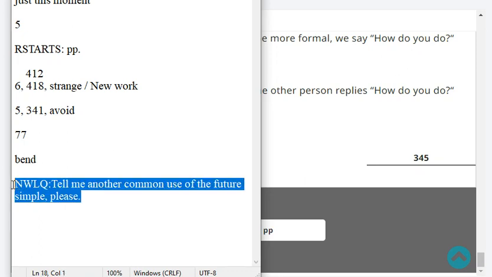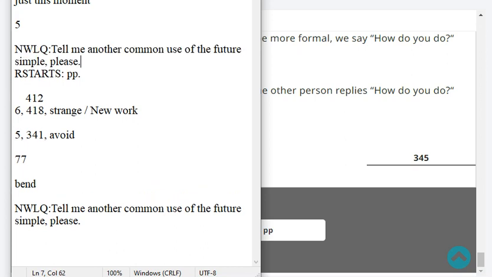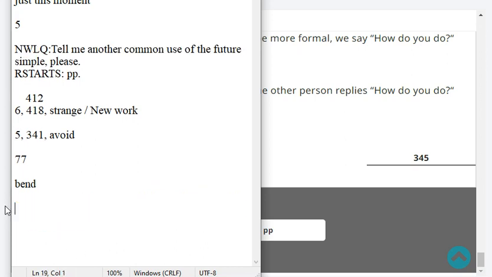Okay. Bend. Do you have to bend down if you want to touch your feet? No, I don't have to bend down if I want to touch my feet.